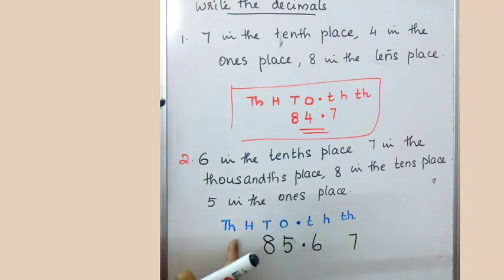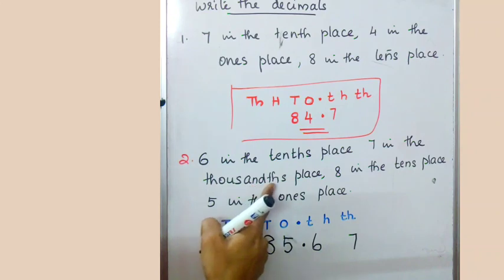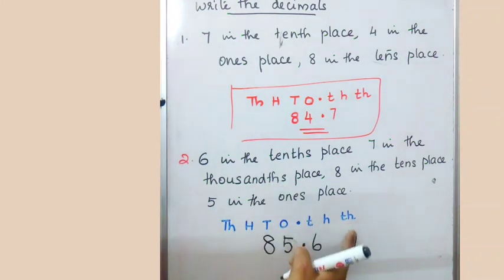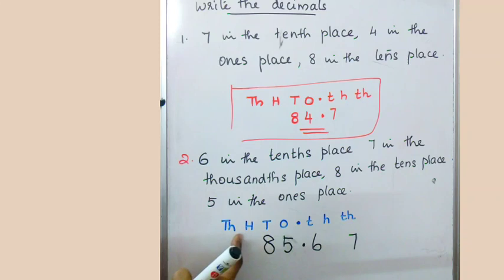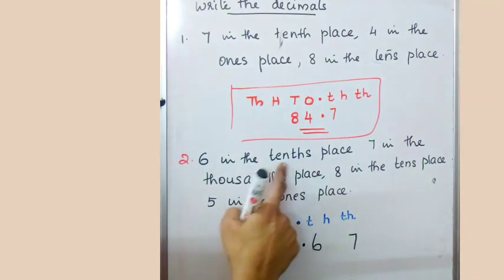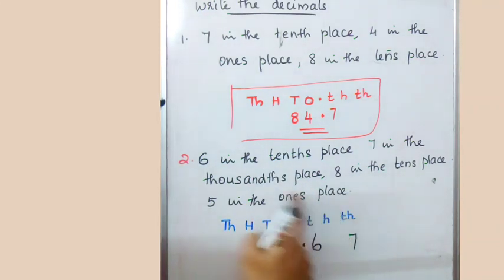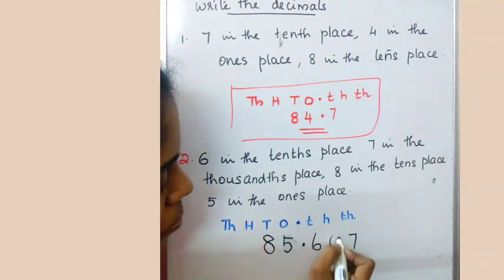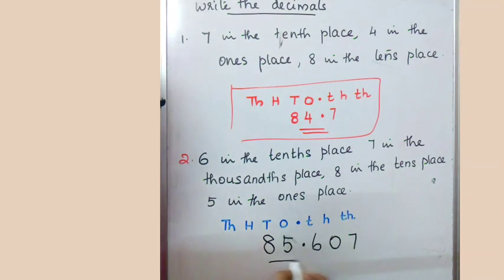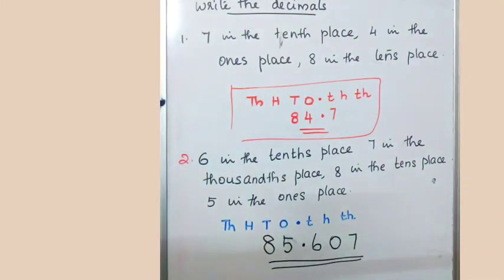There is no hundredths place number. Here thousandths, THS, that is here. Tenths, hundredths, thousandths come on this side, and thousands, hundreds, tens, ones on the other. So here there is no number, so we can put 0 here. So the answer is 85.607.